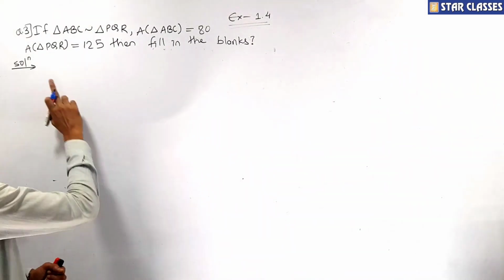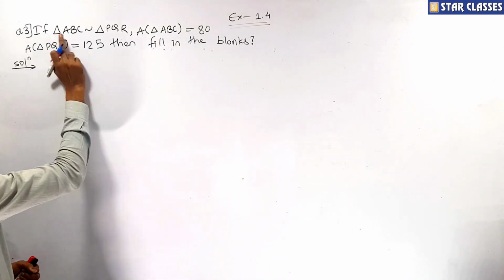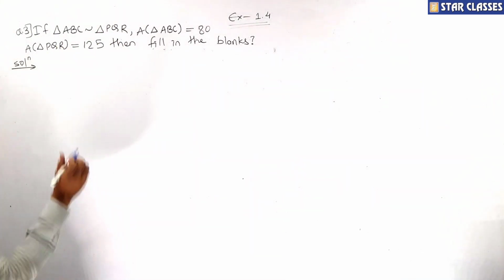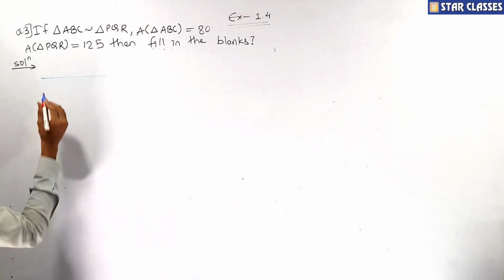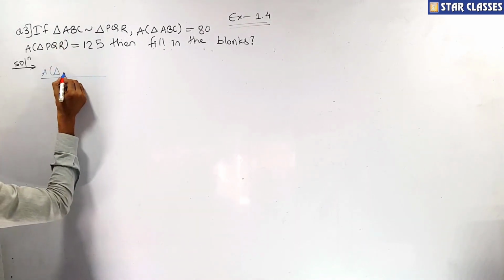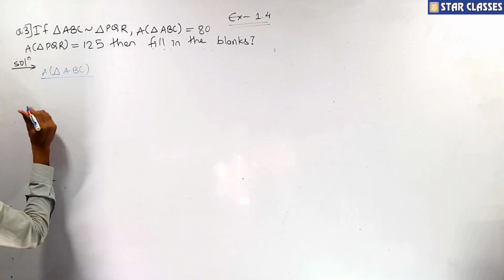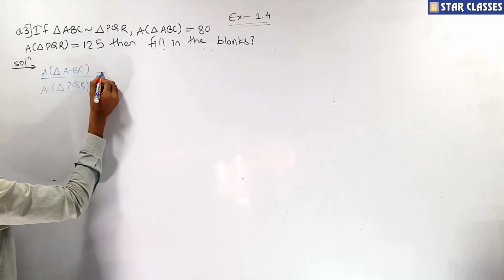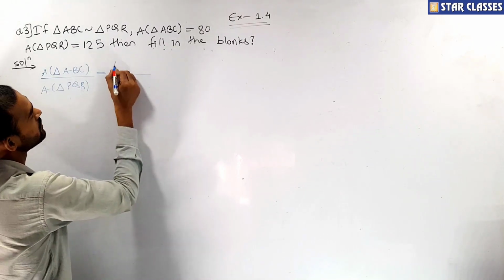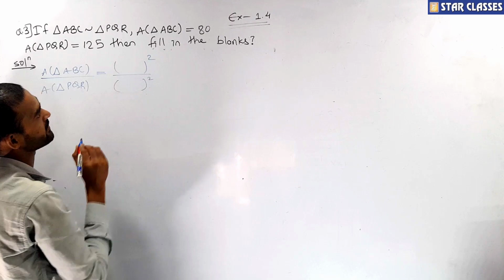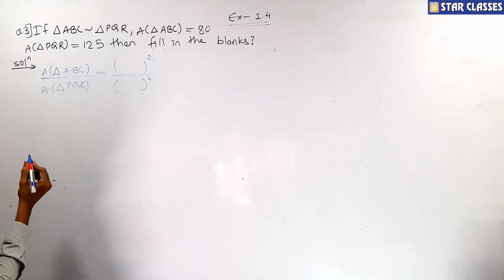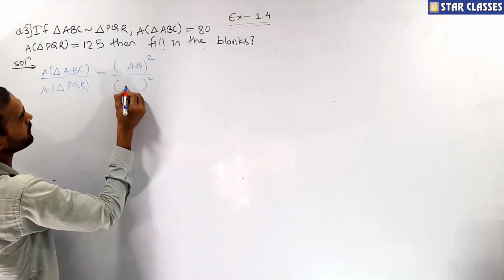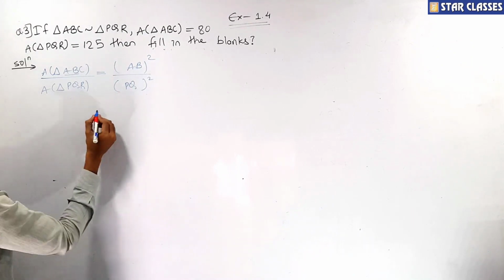Okay students, now we'll start question number 3. So what is given? If triangle ABC is similar to triangle PQR. Again, two triangles are given similar. So we'll use the same property, areas of similar triangles. So area of triangle ABC upon area of triangle PQR is equal to what? Ratio of squares. Right? Now since we don't know the values of those sides, we'll assume AB upon PQ. Right? Now let us substitute values.